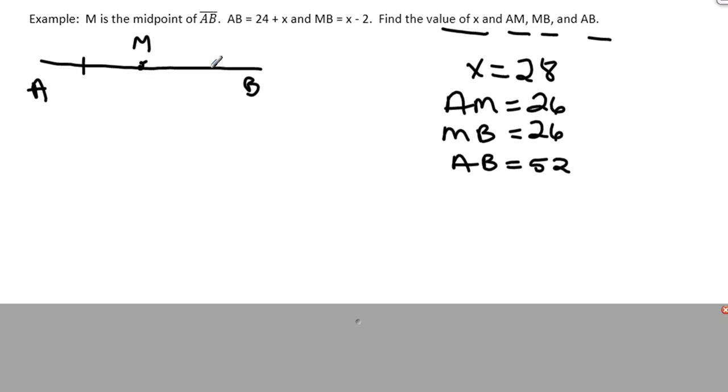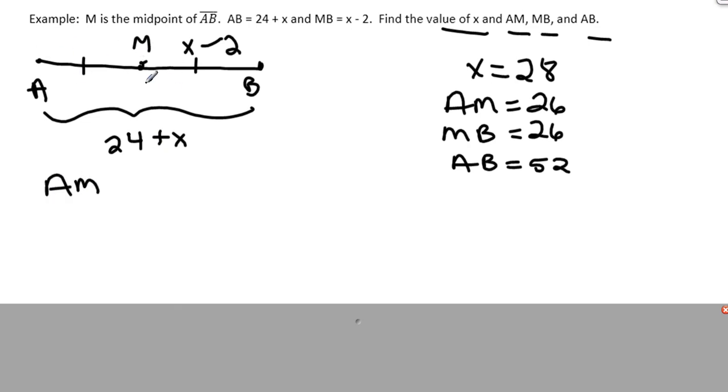It said midpoint, so I need to draw those two hash marks so we know that those two parts are congruent. It gives us the whole length of AB, which was 24 plus x, and MB equals x minus 2. Well, the segment addition postulate says that we can take AM and add it to MB, and that'll equal the whole length of our segment AB.